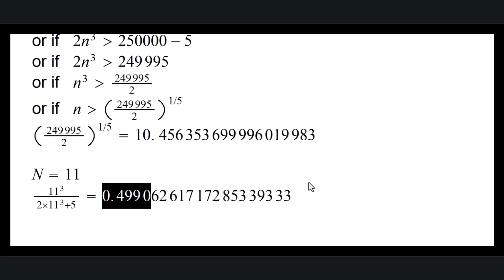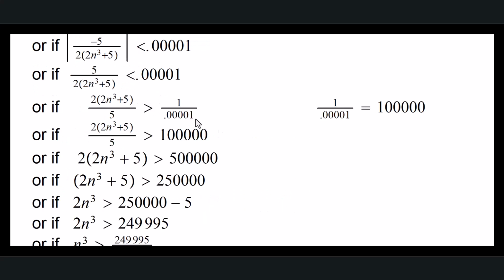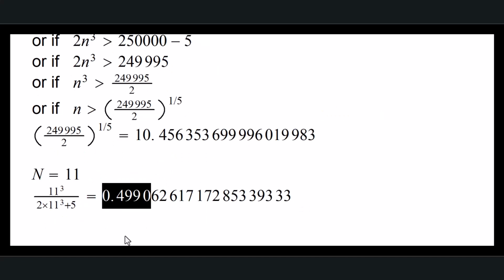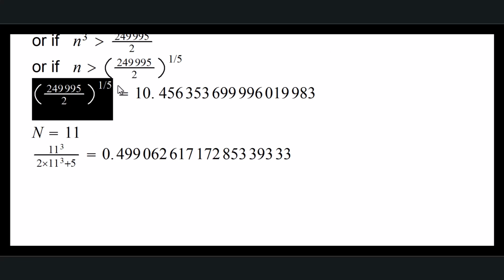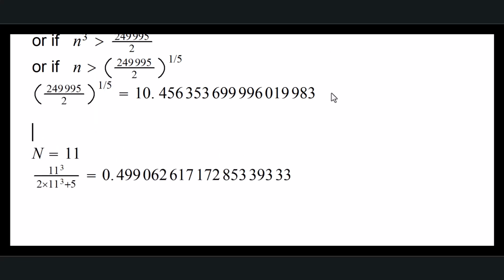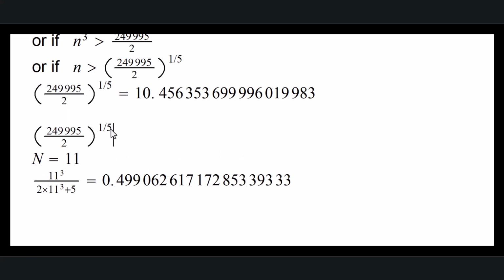Actually, it's not less than 0.00001. So I must have made a mistake somewhere. Okay, and here it is. See this? Instead of 1 over 3, I took the 5th root. Okay, so let's see, it will be a little more.